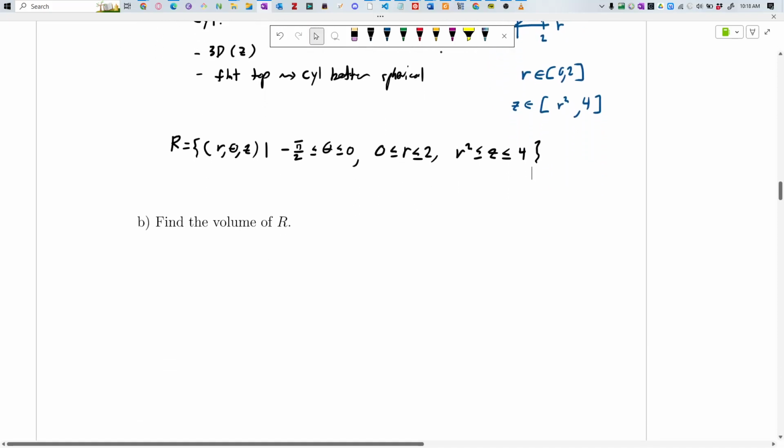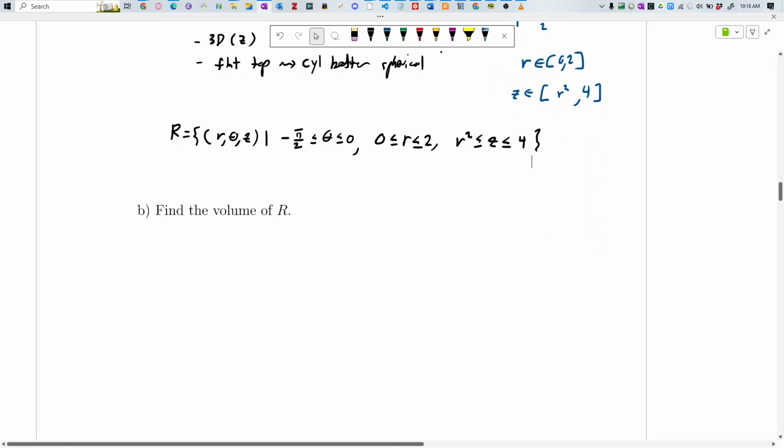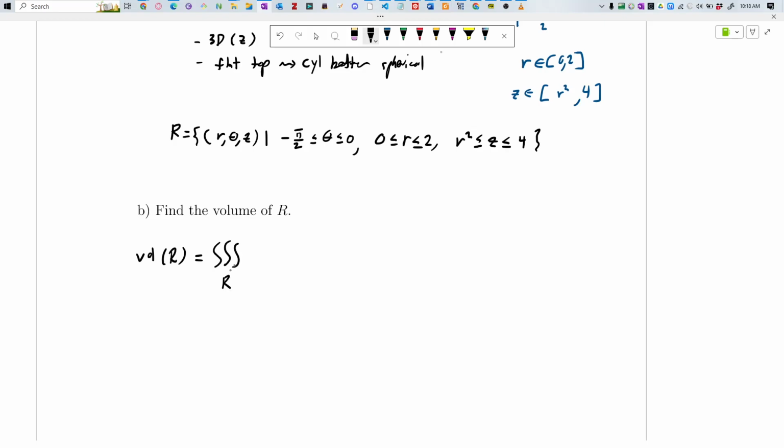Right, so now part B, find the volume. As you can recall, the volume can be computed using the integral over the region. So we're talking about the triple integral of the function 1 over the region. One way to express that: volume of R is the triple integral over R of 1 dV, the volume element. Now let's spell out what that triple integral actually is.